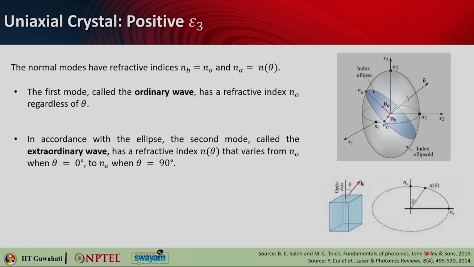So, that can be seen here. This is another representation. If you have the axis, this is the k vector that is making a theta angle with it, and this one is basically NO, and this is NE, and this is the angle theta. So when theta is 0 degree, your n theta is basically NO, and when theta is 90, your n theta is basically NE. So you can land up anywhere depending on the direction at which the wave is propagating through the crystal.